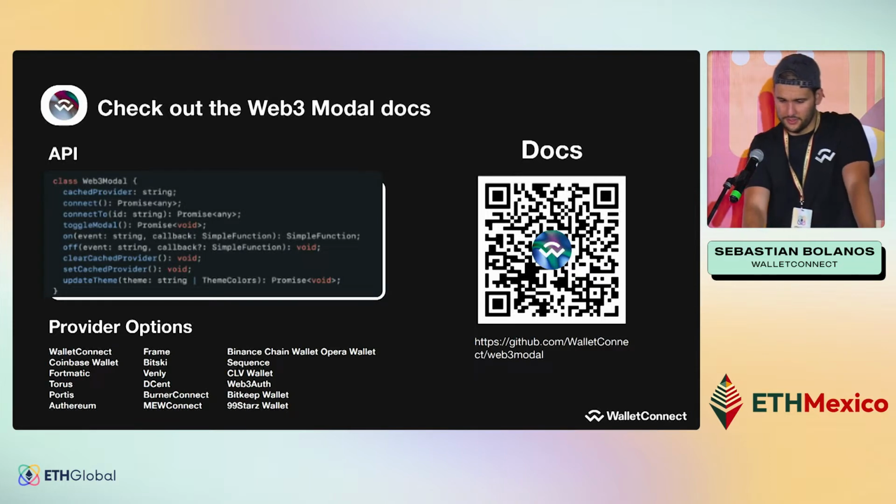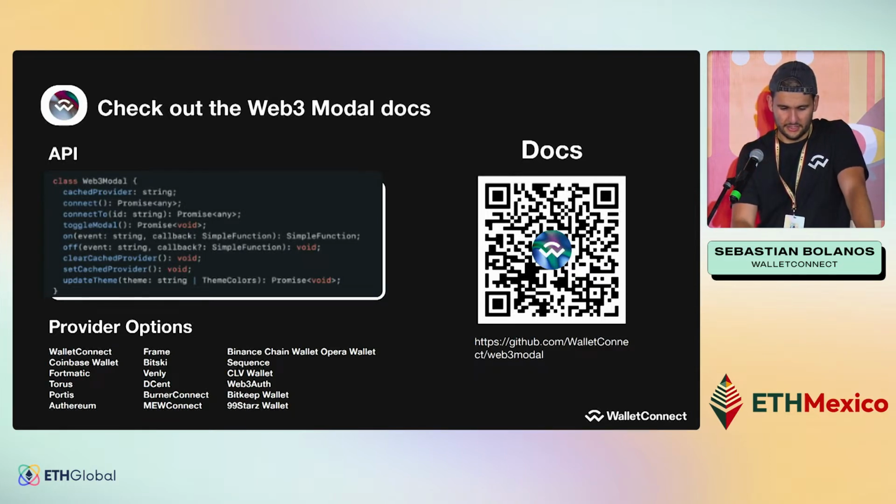This is the same package, right? At the bottom left, you can see all the different types of providers that you can use. You have WalletConnect, you have Coinbase Wallet, the Web3 object, or MetaMask. There's a big list there you can see.